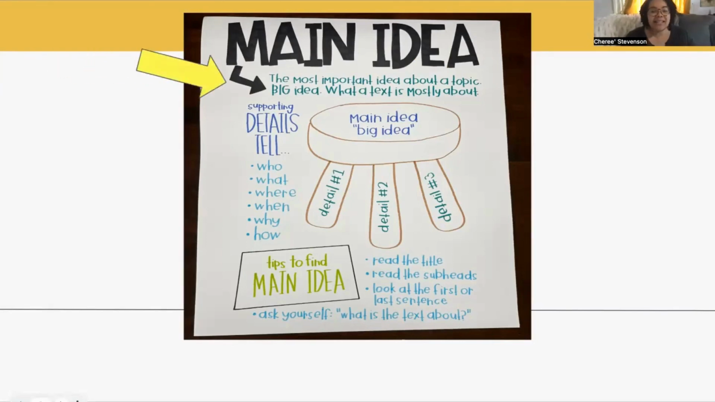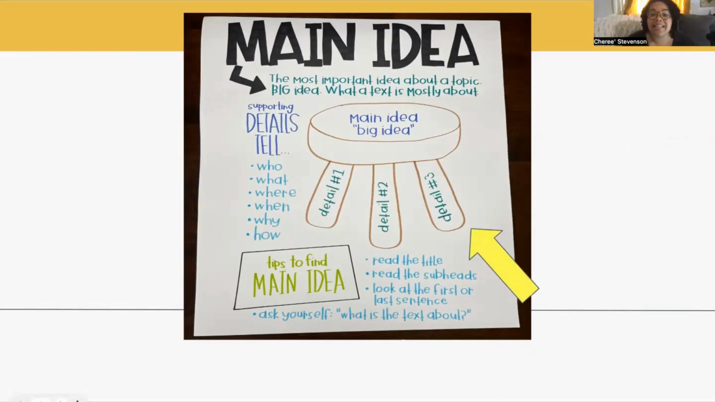So what is the main idea? Let's talk about it again. The most important idea of a topic, the big idea, what a text is mostly about. As you can see in this anchor chart, this is mainly about main idea. Therefore, it's listed quite a few places. Again, the top of our table, that's where we're going to add our main idea, what we think the main idea is. It's the big idea, or what the text is mostly about.